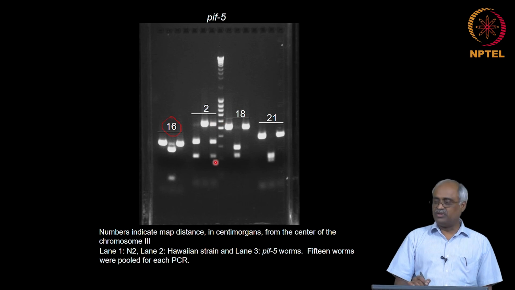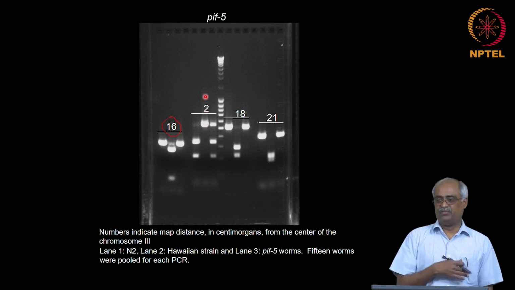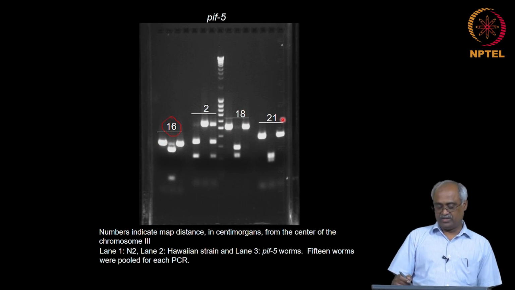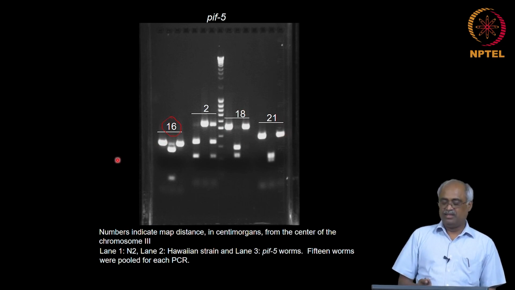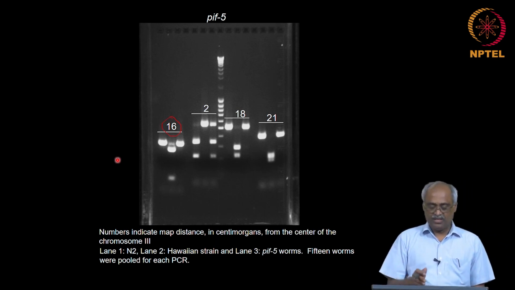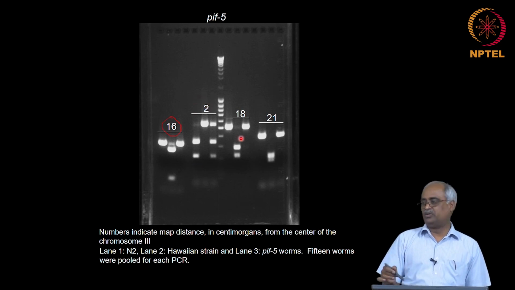And in my mutant, I am seeing both versions. So here you have uncut as well as cut, meaning this seems to be a mixture of Hawaiian as well as N2, indicating that my mutation is quite far from position 2. If you look at this, you might say it is closer to 16. Now you look at the result of 18 and 21, then you realize it is probably to the right, where we say plus, far to the right of position 2, probably in the vicinity of 16 to 21, somewhere there.